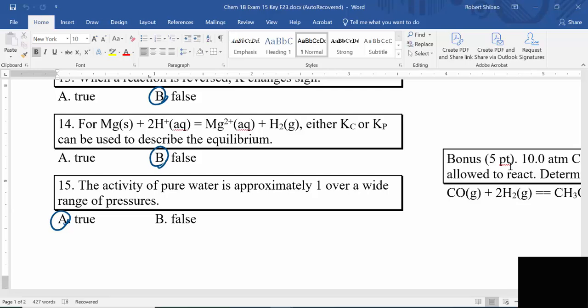15, the activity of pure water is approximately 1 over a wide range of pressures. That's true. Activity of pure solids and pure liquids is just taken as 1.